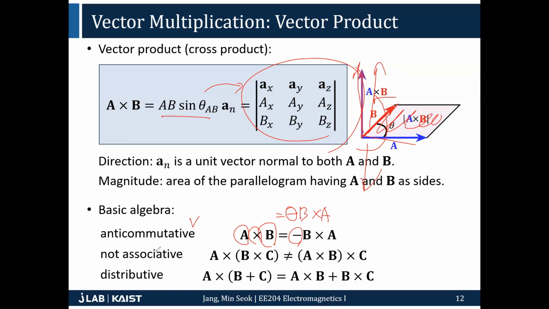So it's anti-commutative. And then it's not associative. So if you have A cross B cross C, it actually matters which evaluation you do first. If you do B cross C first, then the result is completely different from doing A cross B first. So this is not associative at all, but still distributive. I made a typo here also.